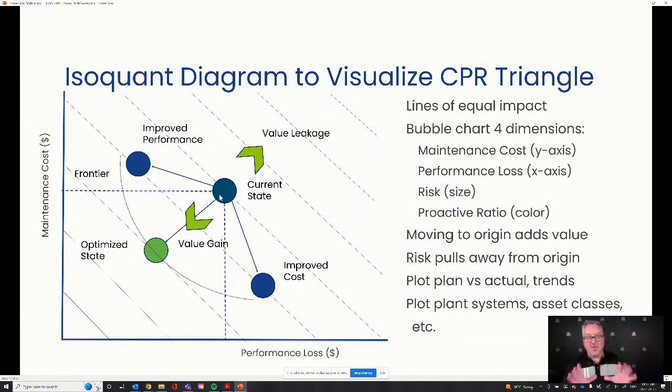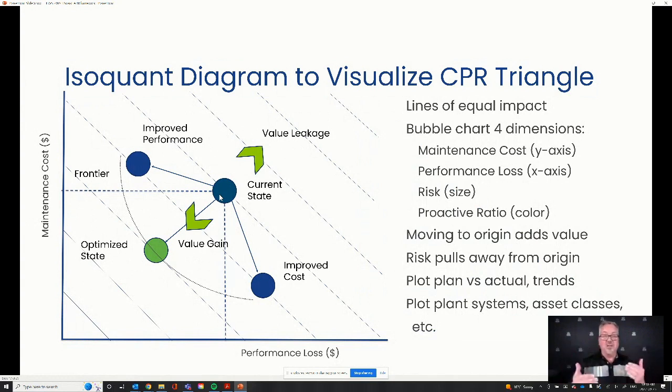But before I talk about that, you'll see the diagonal lines in this. Now, those lines are of equal impact, right? So at our current state, we've got a certain performance loss at a certain cost. That's where we've been evaluated. Let's call it one asset. But from there, where do we go? What you want to do is drive towards the origin, right? So that's a value gain.